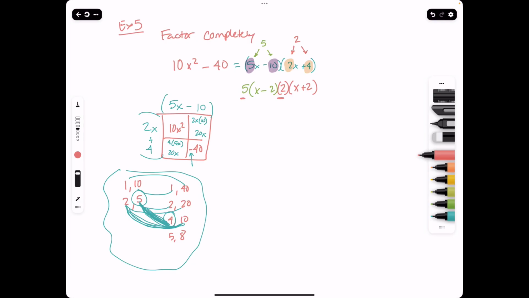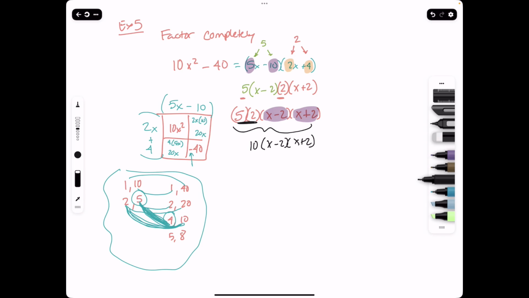But I have a constant, and multiplication we can do in any order. So if I rearrange it to be 5 times 2 times x minus 2 times x plus 2, wait a minute. This should hopefully start to look a little familiar. X minus 2, x plus 2. But this little thing going on out here shouldn't be left as that. You can do a number times a number. So my final answer with all this cleaned up would be 10 times x minus 2, x plus 2.